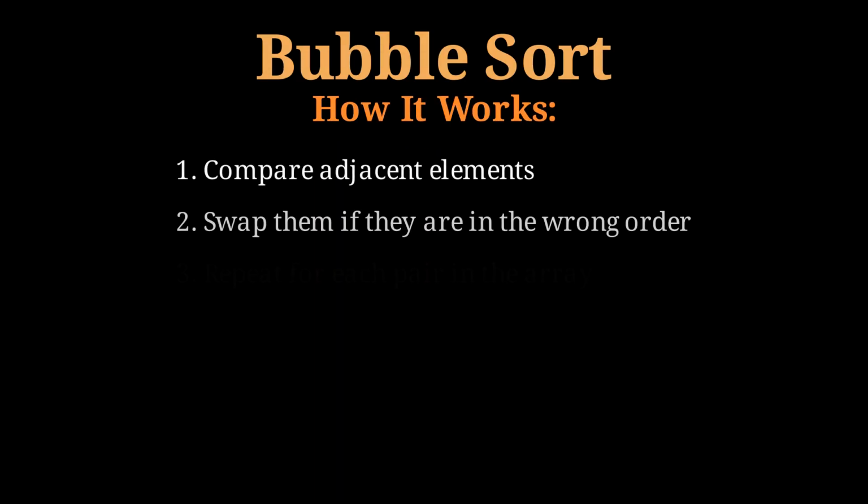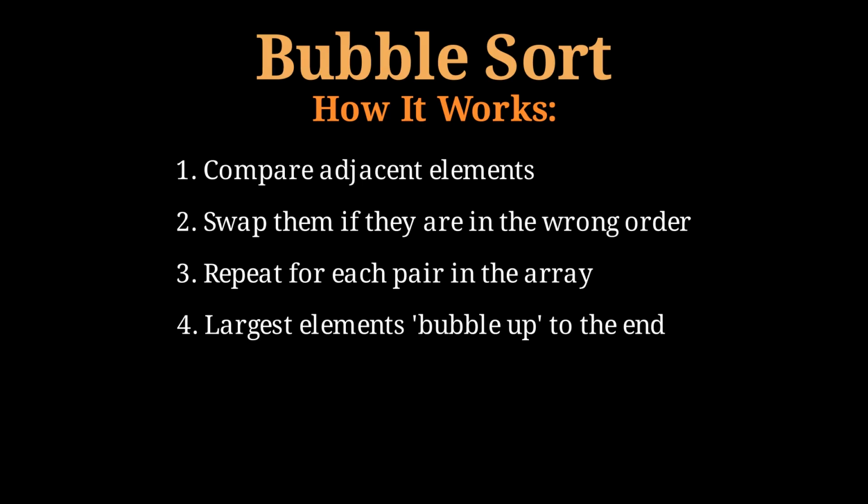The process is straightforward. We repeatedly step through the list, compare adjacent elements, and swap them if they are in the wrong order. This causes the largest values to bubble up to their correct positions at the end of the list. Pass by pass.